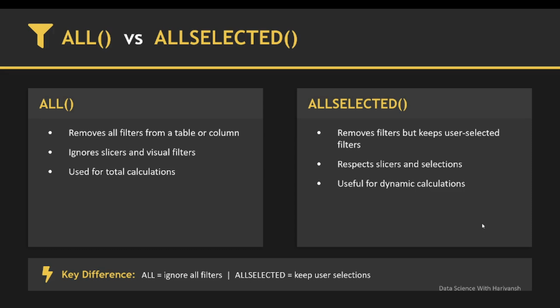It strips away every single filter and works with the complete unfiltered dataset. ALLSELECTED respects what the user has chosen. It removes internal context filters but honors the user's slicer and selection based filters, making calculations relative to the user's current view. Use ALL when you need a fixed absolute total that never changes regardless of user interaction. Use ALLSELECTED when you need a dynamic total that adjusts based on the user's current selections in the report.